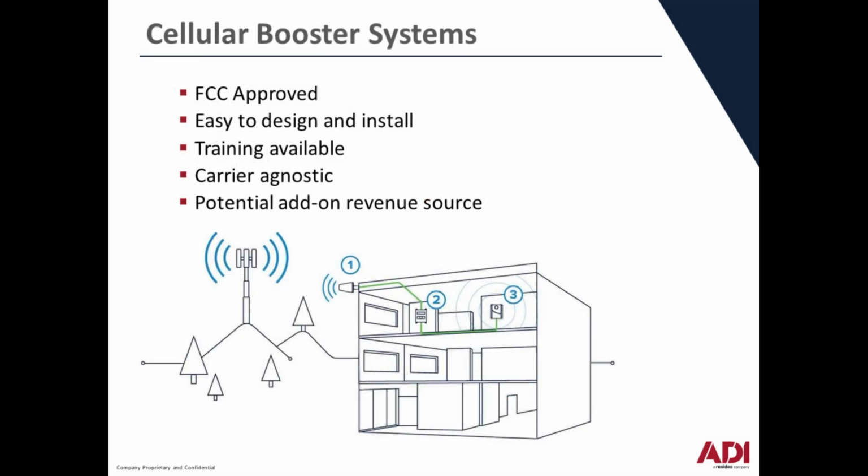Cellular booster systems take the cell signal from outside the building and, through a donor antenna, repeat the cell signal within the building. In the early days of cell phones, it was thought that 80% of usage would originate outside of the building, when in actuality, 80% of usage originates within the building.